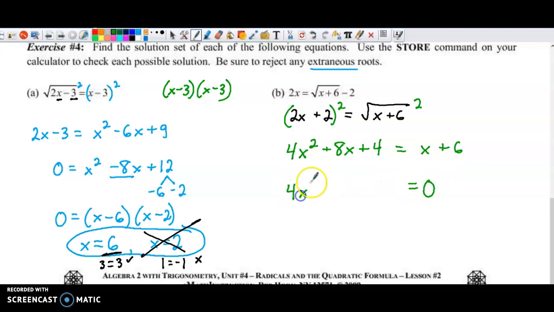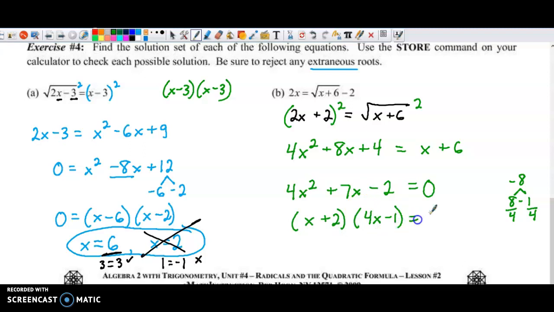So we're looking at 4x squared, let's see, minus 1x over, minus 6 over. And then you can do that AC method. Factors of negative 8 that add to be 7 would be 8 and negative 1. But don't forget to divide by your 4. So we're looking at the factors of x plus 2 and then 4x minus 1. So x could be negative 2 or x could be positive 1/4, and then we check our work.